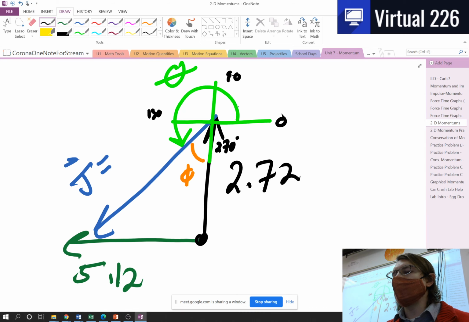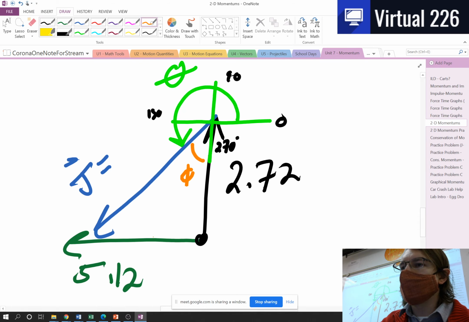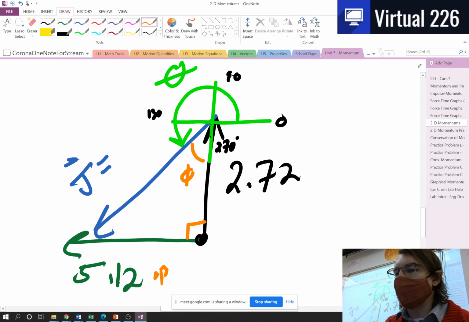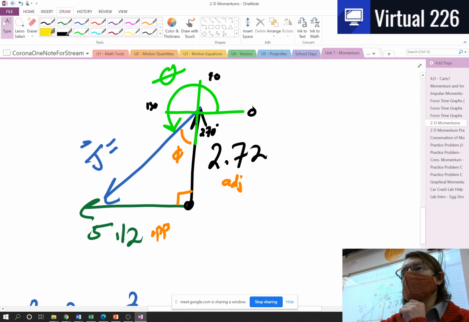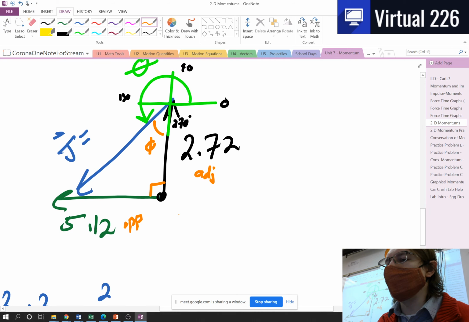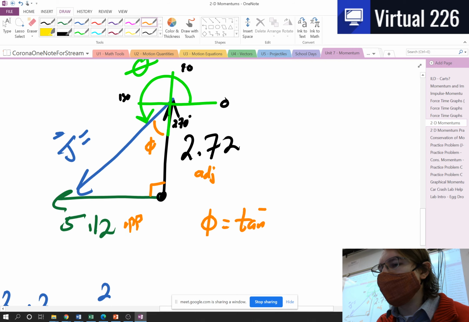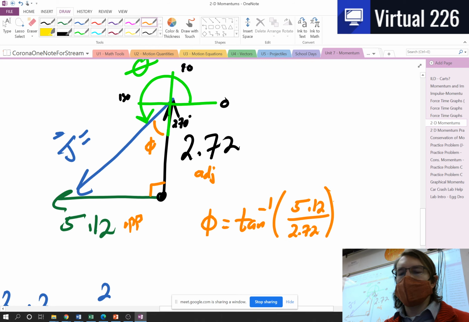To get the orange angle, we can note that on a right triangle, this is our opposite side, and this is our adjacent side. If we're looking for an angle, we can use an inverse tangent. Remember, TOA is the opposite over the adjacent, and to find an angle, we use an inverse function. So this angle is equal to the inverse tangent, tangent minus 1, of the opposite, 5.12, divided by 2.72. Make sure you're in degrees. So 5.12 divided by 2.72, inverse tangent.